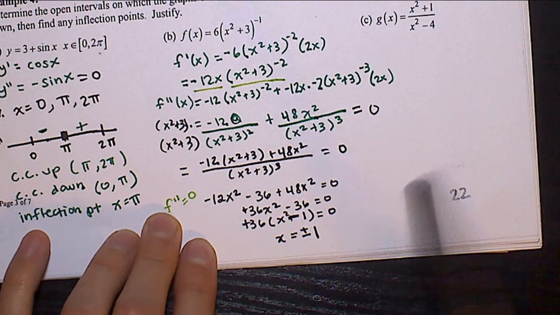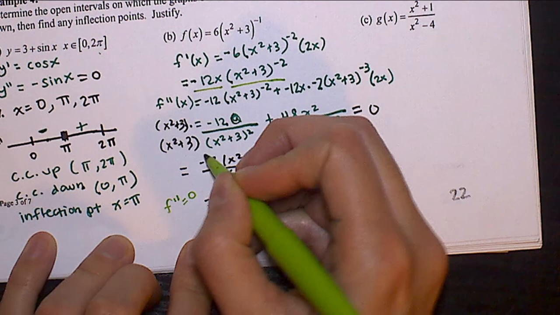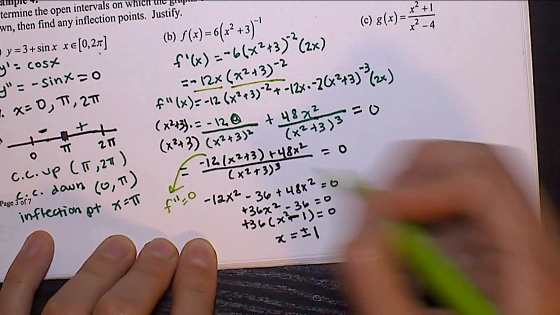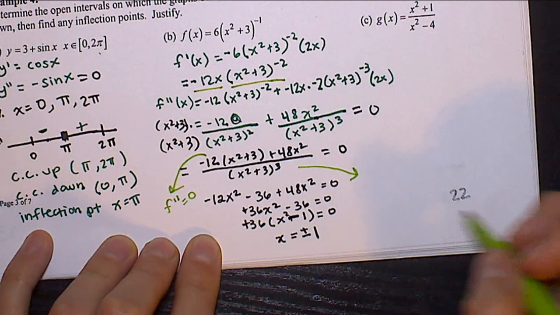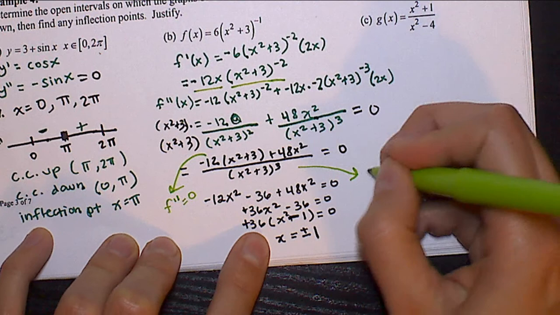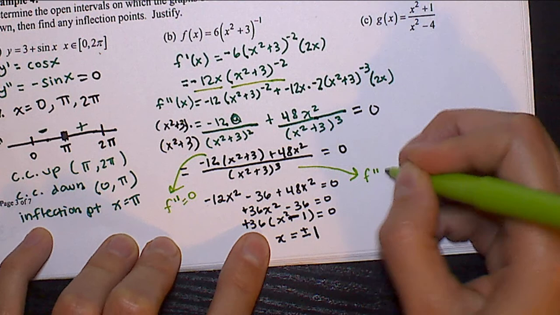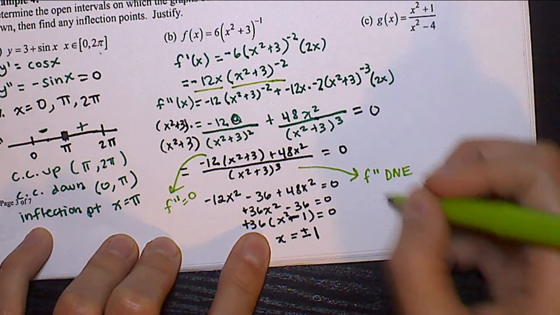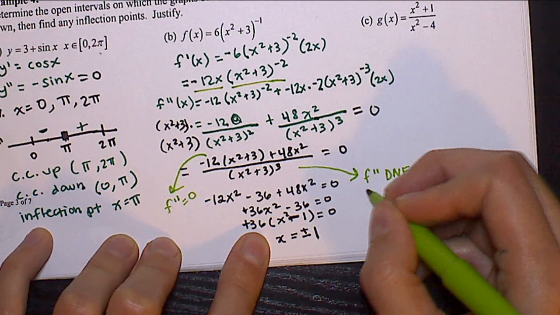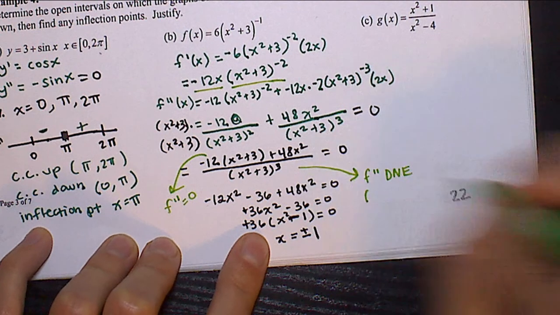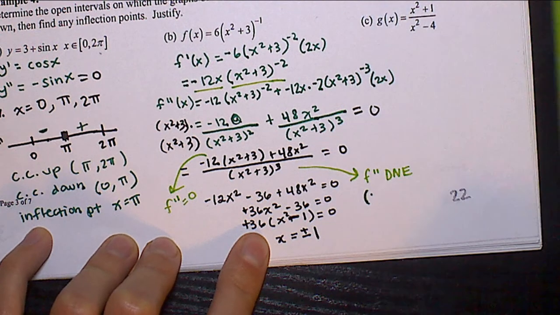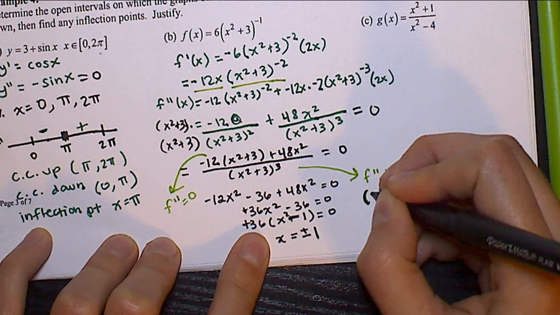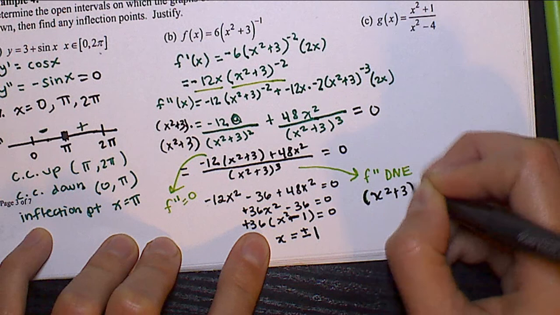And this comes from the numerator. We also can look to see where f double prime is not going to exist. F double prime does not exist when the denominator equals 0, so we can set that thing equal to 0. So if I set x squared plus 3 cubed equal to 0.